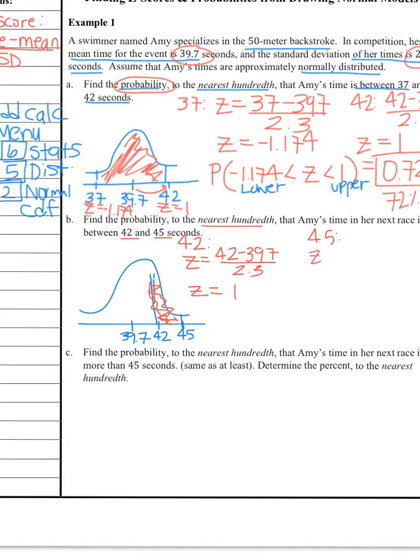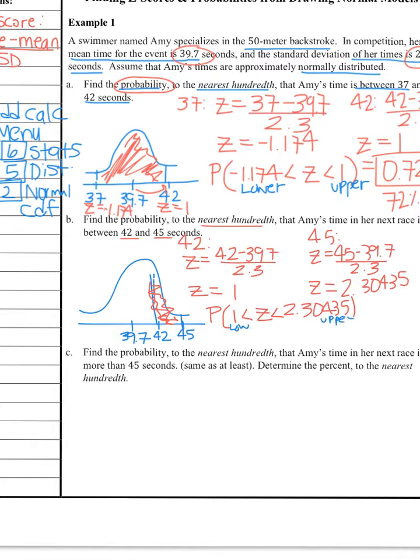And then for 45, we get z equals 45 minus 39.7 all over 2.3. Type that in, and we get 2.30435. Okay? All right, so next step is you're finding the probability between those two things. So the probability between our lower bound is 1 less than z less than 2.30435. Okay, so type that into your calculator as the lower bound and the upper using those calculator steps, and you will end up with 0.15 as your probability, or a 15% chance. Okay, so looking at the picture, does that kind of make sense that this would only be about 15?